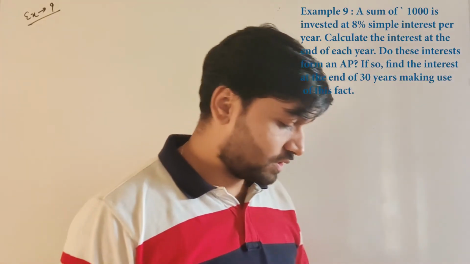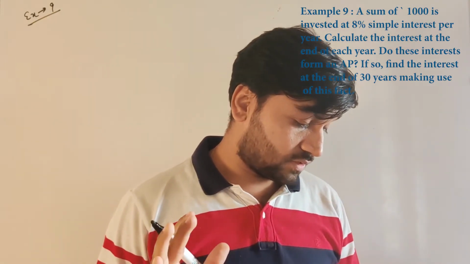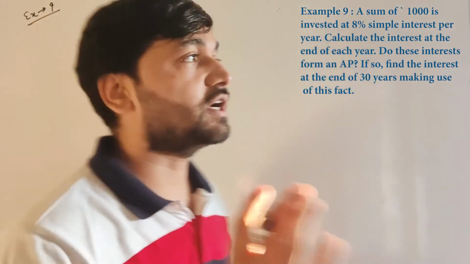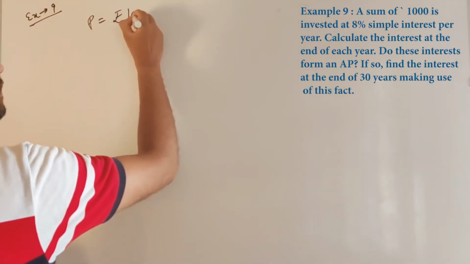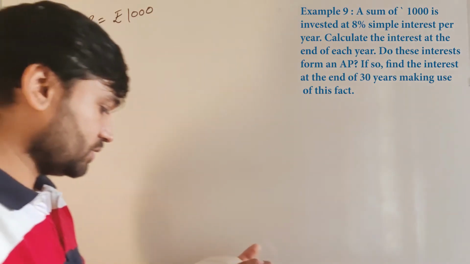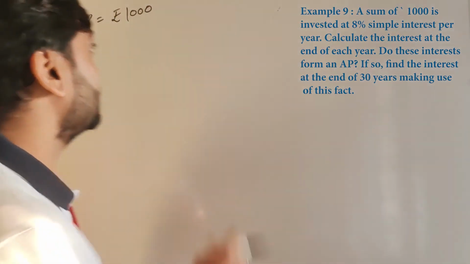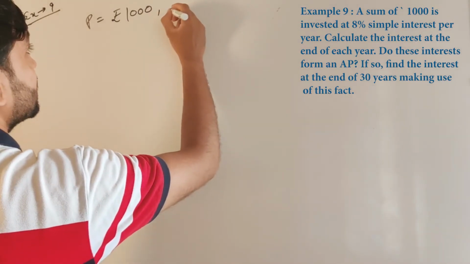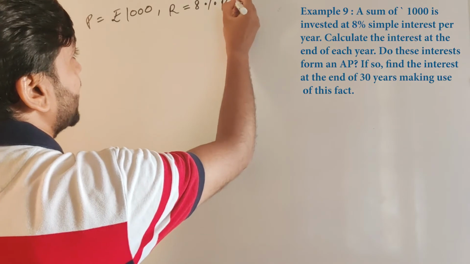Okay, the question is, a sum of rupees 1000 is invested. So that means 1000 rupees is like your principal amount. This is your principal amount, invested at 8% simple interest per year. So the rate of interest is 8% per annum.